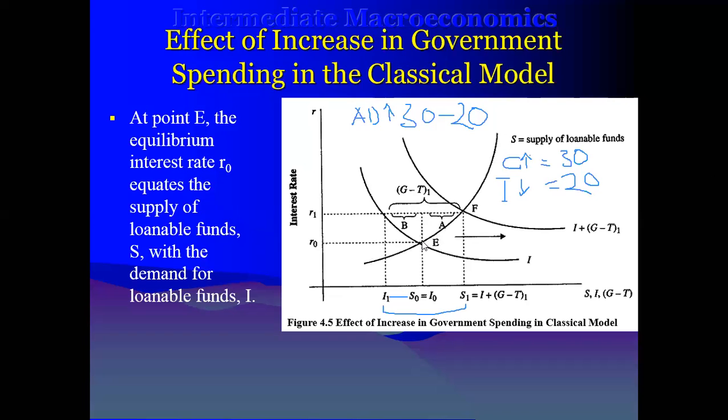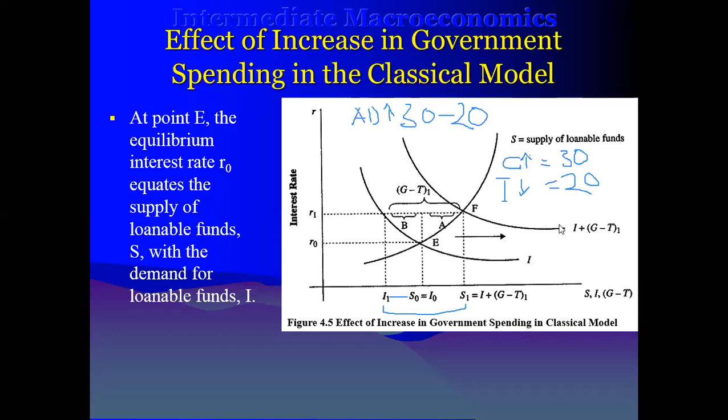Now we are saying that there's an increase in government expenditure, as we've seen earlier. The demand for loanable funds is not only limited to investment, but we have bond financed government deficits too. An increase in government spending means an increase in the bond financed government deficit. So when we add G minus T to our investment, that's the new demand for loanable funds curve.